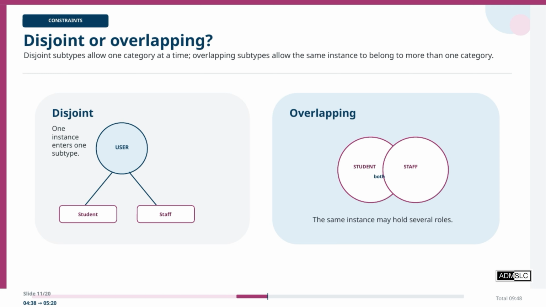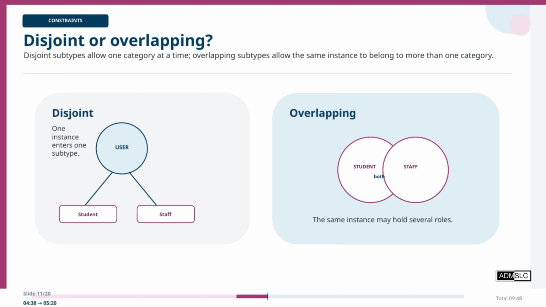When you build subtypes, you have to tell the database exactly how instances are allowed to behave. If a rule is disjoint, a single record in the supertype can only ever be one of the subtypes. Picture a standard bank account. It might be either a checking account or a savings account, but one single account is never both at the very same time. Overlap, however, means an instance can legally be both simultaneously.